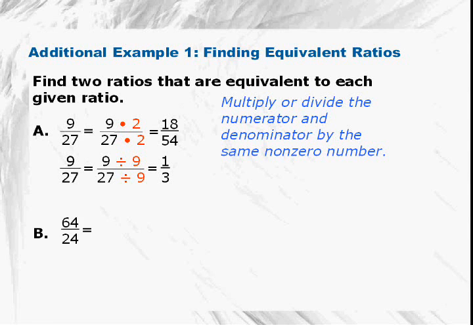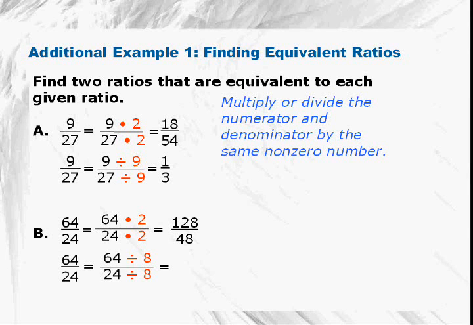Here's your next example. If we have 64 to 24 and I multiply by 2 to get an equivalent ratio, it would be 128 to 48 because I multiplied the numerator and denominator by the same number. Another way is to divide. Let's say I divided my ratio by 8. I divide 64 by 8 and 24 by 8, and I would get an equivalent ratio of 8 to 3.